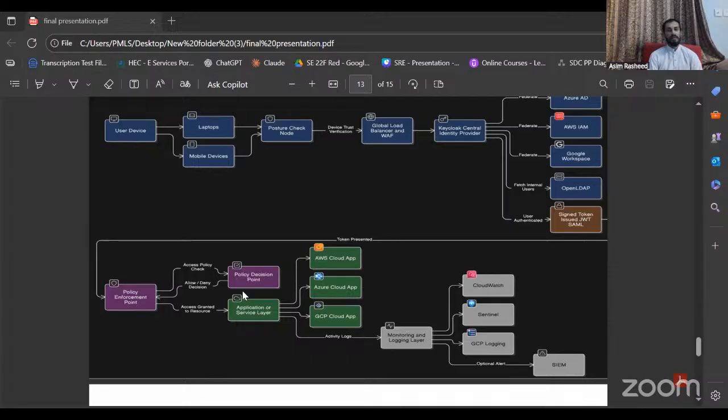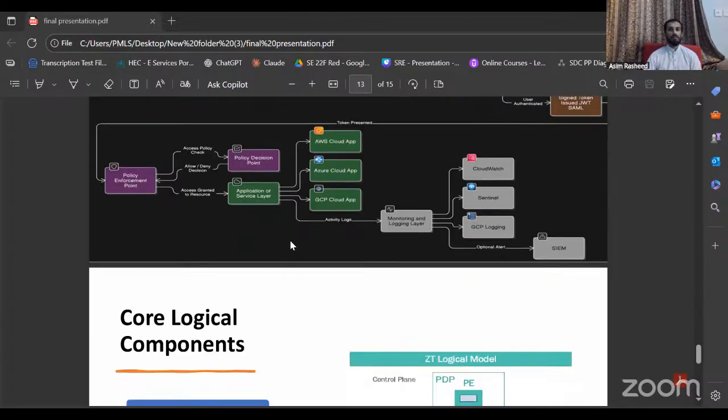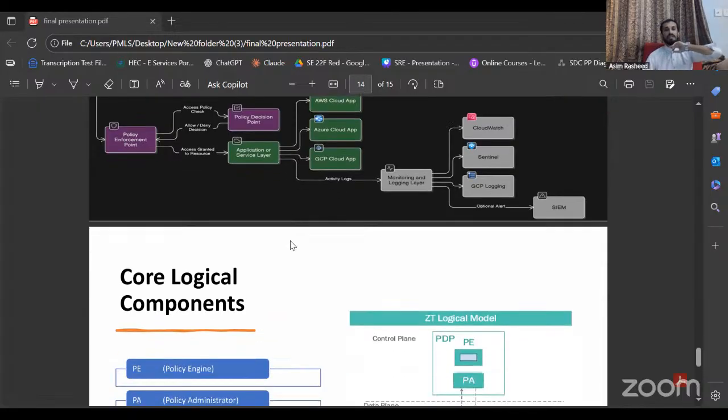PEP. Let me define it in very simple words. PEP can be considered as the gatekeeper that grants or denies access. Policy decision point, PDP, is the component that makes the decision based on the policy engine. And the policy engine and policy administrator work together to define and manage the security policies that determine whether access is allowed or not. All activity is monitored and logged continuously through their respective cloud agents, which are then connected to a central SIEM.